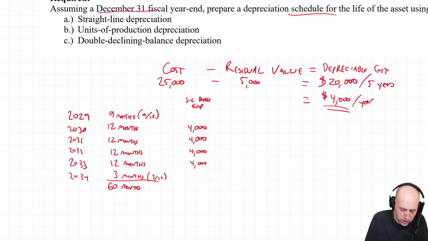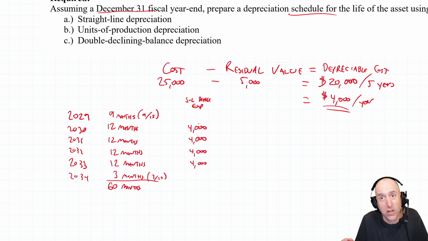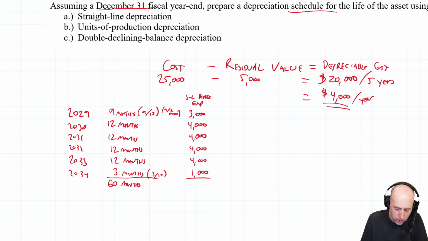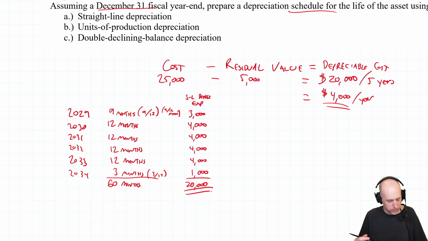What about the partial years? Well, this one is 9/12 of 4,000. 9/12 is more than 3/4, right? 75%. 9/12 is 75%. So this is 3,000. And again, that's just 9/12 times 4,000. And this one is 3/12 times 4,000, which is 1,000. Add it all up, and you'd see 4, 8, 12, 16, 19, 20. $20,000 in straight line depreciation over the 5-year period.